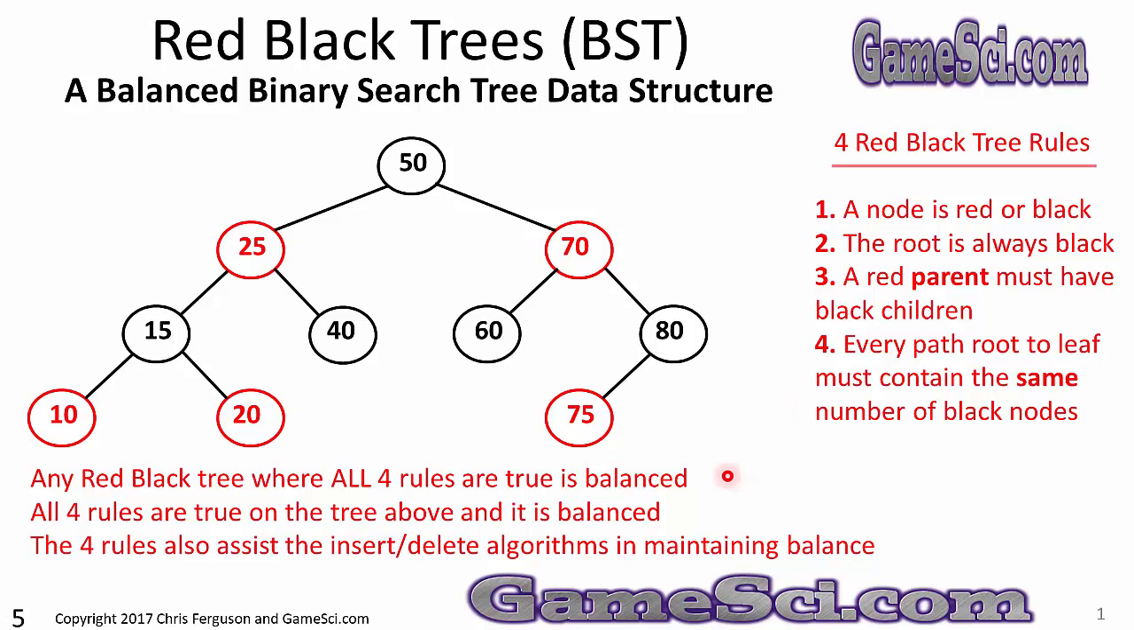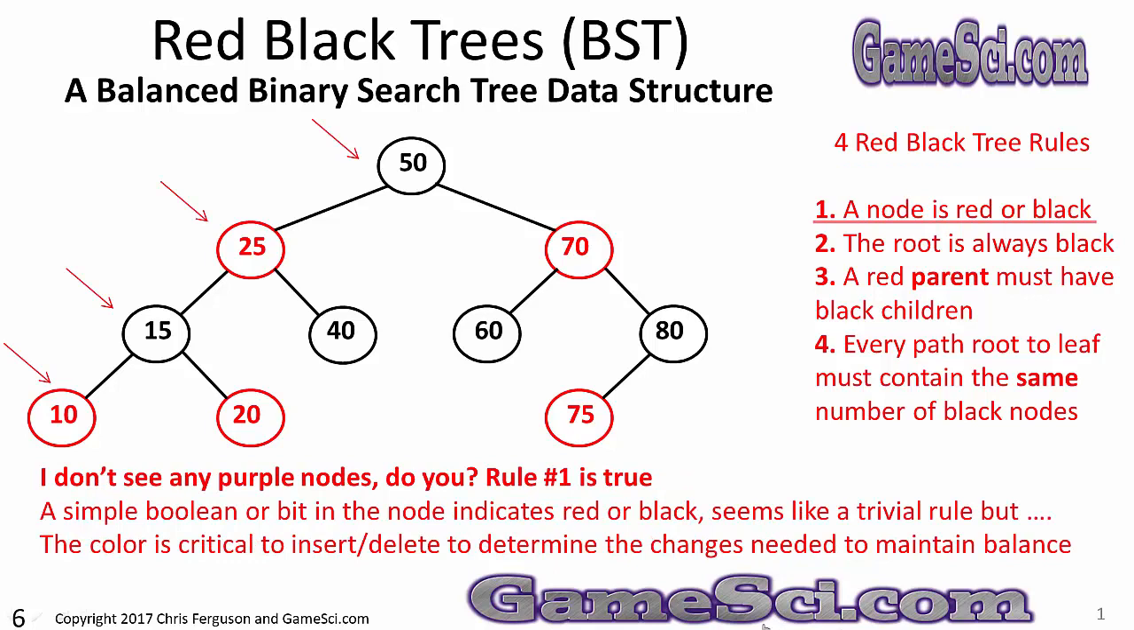Any red-black tree where all 4 rules are true is balanced. All 4 rules are true on the tree above. This is a balanced red-black tree. The 4 rules also assist the insert and delete algorithms in maintaining that balance. The colors are there for a reason. It allows or instructs the algorithms on how to balance the tree.